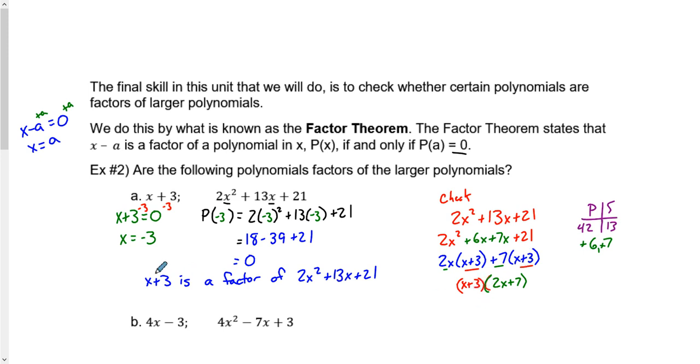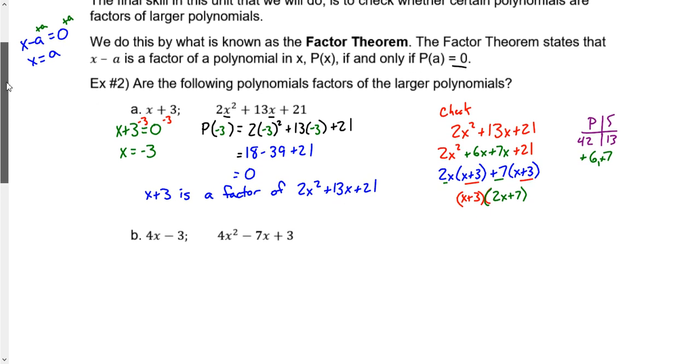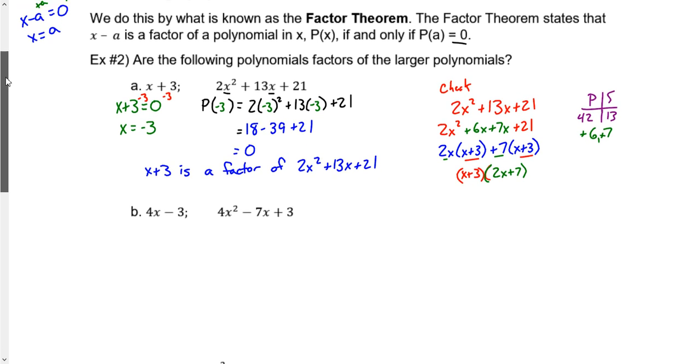So x plus 3 is legitimately one part of 2x squared plus 13x plus 21. This is just kind of a faster way of checking if it is. So we've used the factor theorem and we factored it. Those are two ways of doing it to see if we have a factor or not. It's going to become much more useful in pre-calc 30, but it's still a skill that we need to have.